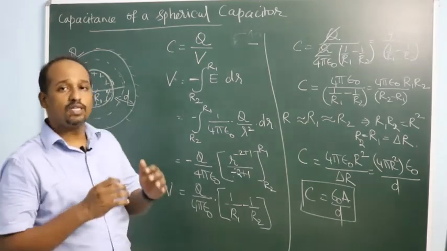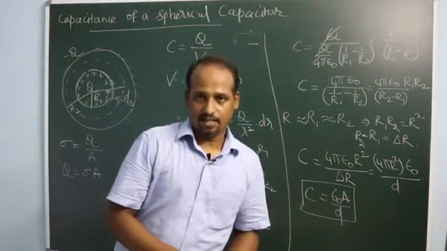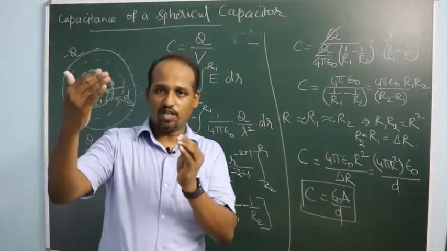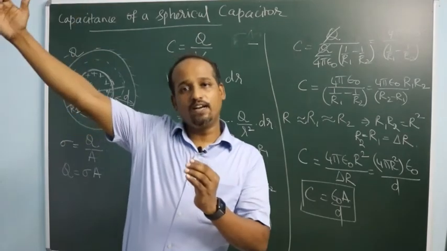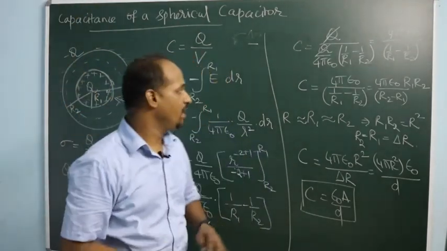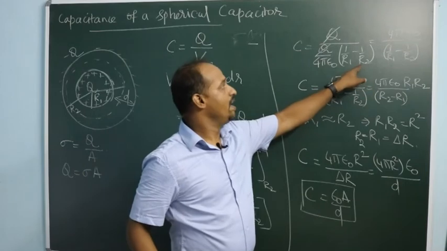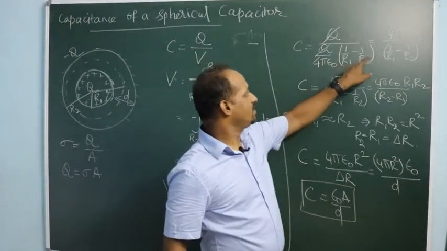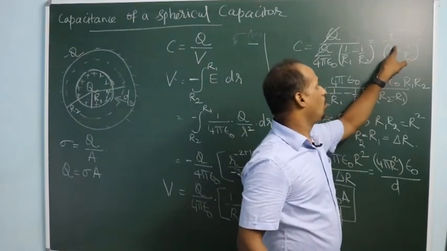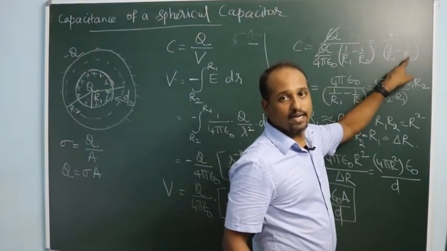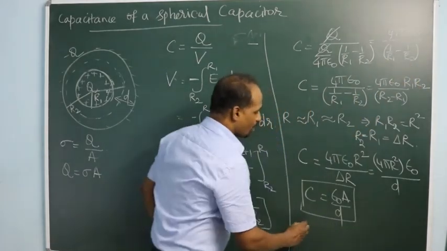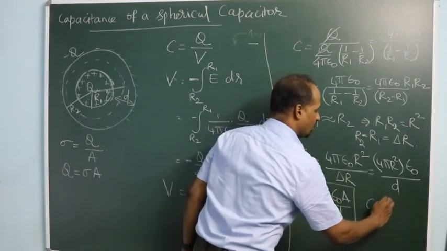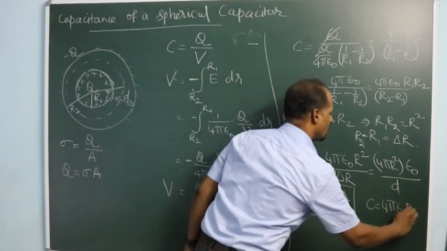Sometimes they will ask you, what is the capacitance of a spherical conductor? Suppose there is a liquid drop. What is the capacitance of that? For a spherical conductor, if there is no outer shell, you can say that the outer shell is kept at infinity. If the outer shell is kept at infinity, R2 is at infinity, R1 is the radius of the conductor. Then in this case, 4 pi epsilon naught, 1 by R1 minus 1 by R2, with R2 at infinity. Then the capacitance of a spherical conductor, if they ask, will be equal to 4 pi epsilon naught R.